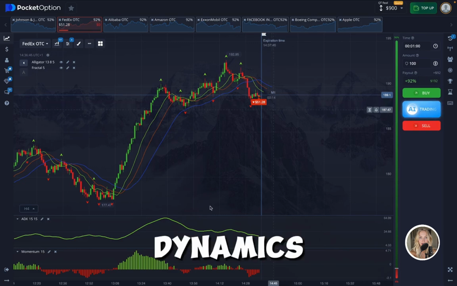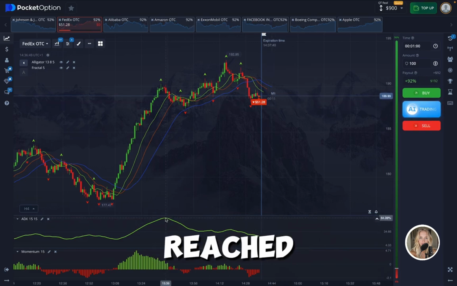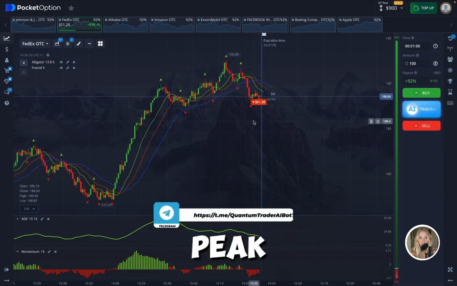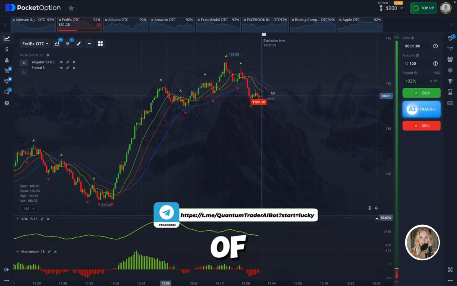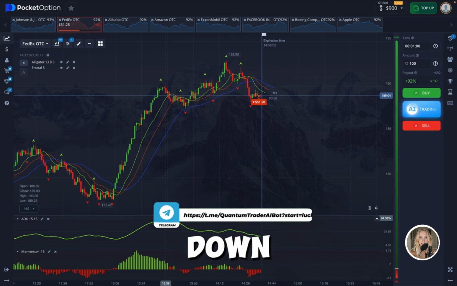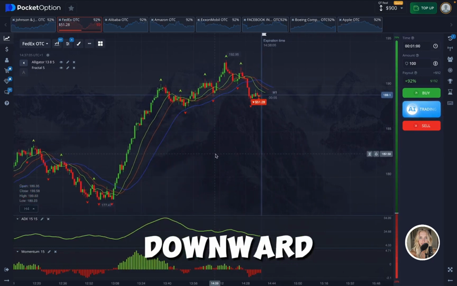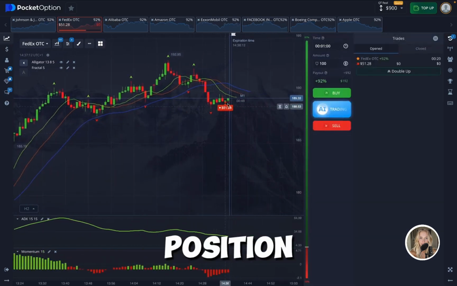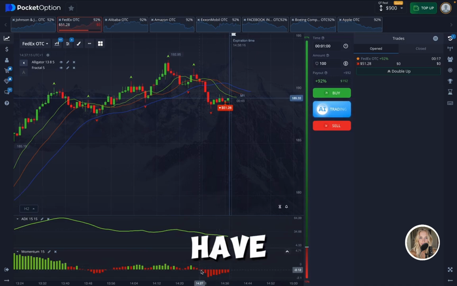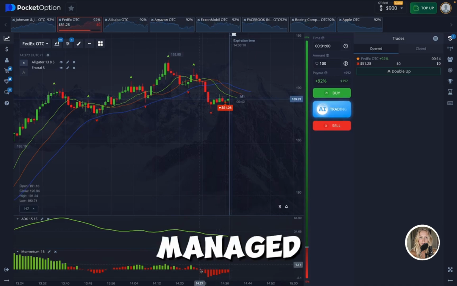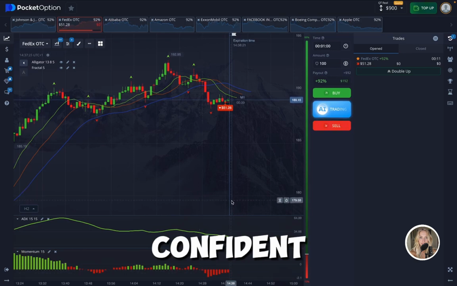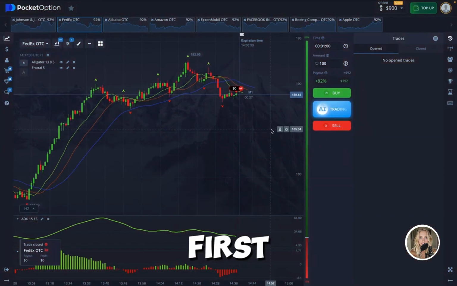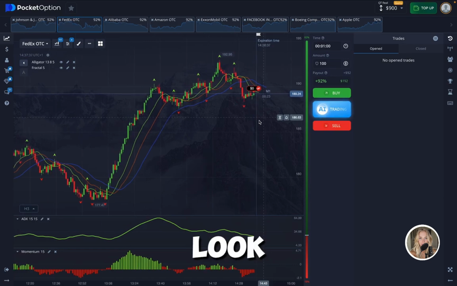Let's have a look at the dynamics of the movement. As we can see, the ADX has reached 65%. This is a very high value, in fact, and after such a peak number, I think that in general the dynamics of the movement should turn a little bit and go down. The alligator lines are showing us now the downward dynamics of the movement. Also, the volumes have crossed the average value. They show quite confident and not bad parameters, so here I open a position on the downside, and the first trade is closed in the negative.